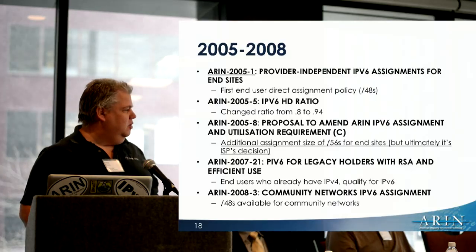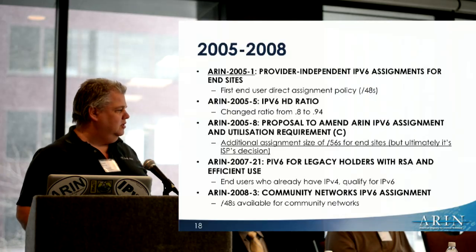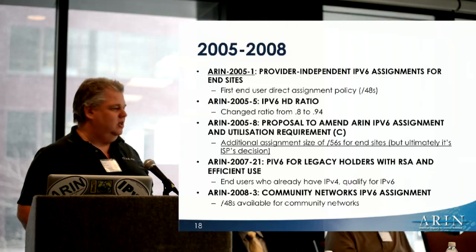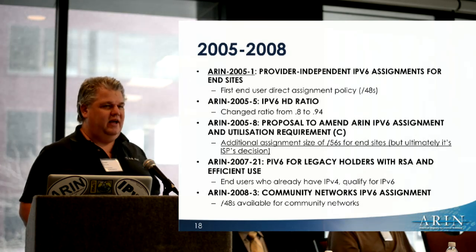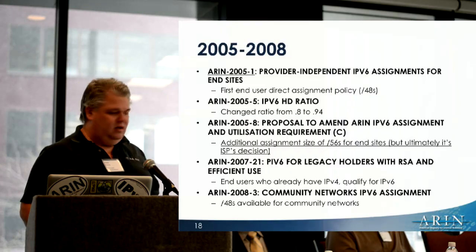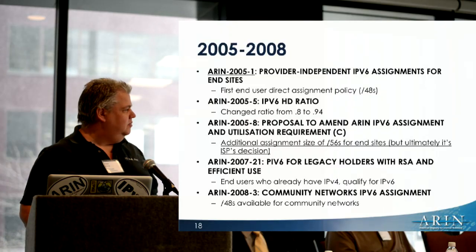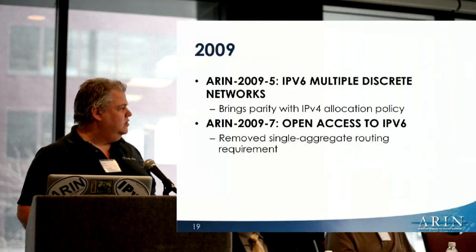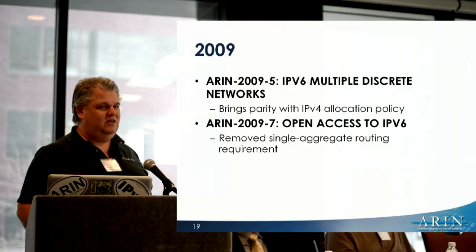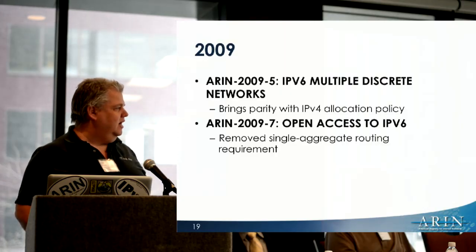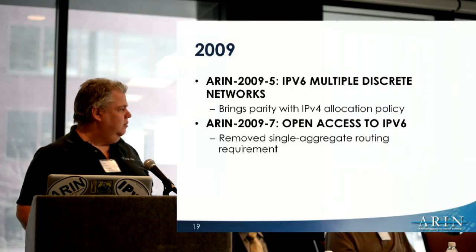2008-3, community networks. This proposal still hasn't quite had as much use as we would like, but it's designed to try and make it easier for neighbor nets to get reasonable amounts of IPv6 space and deploy without costing too much. In 2009, we saw multiple discrete networks brought forward into IPv6 policy. That was kind of an oversight that got left out when the multiple discrete networks policy was created, and so we brought that up to date.